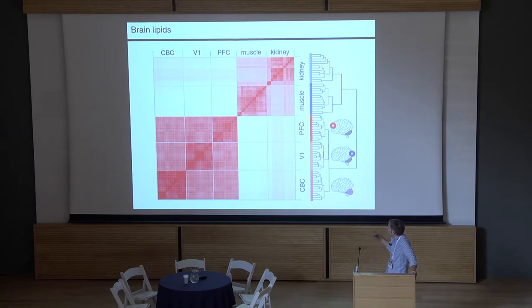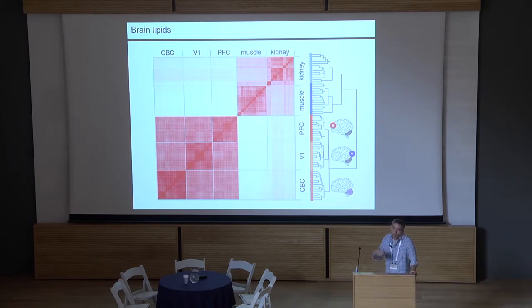Here, the redder it is, the more similar it is. You can see this big red blob is 3 different brain regions. But they're actually clearly different from each other, even in a very simple lipidome analysis. Here are about 4,000 different compounds, so it's quite a lot already. And this is muscle and kidney. Muscle and kidneys are also quite different from one another, but not as different as they are from brain. So brain is very distinct.